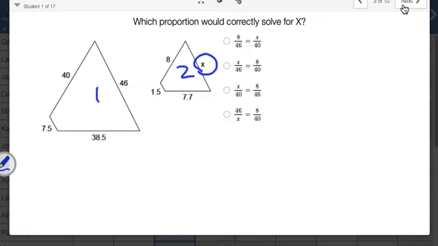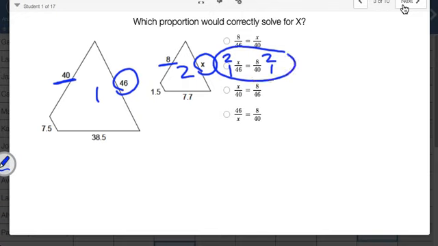X needs to be matched up with 46, and 8 matches up with 40. So if we're looking here, we have shape 1 to shape 2, 8 over 40. Tongue tied, I'm used to saying the 1 first. X and 8 are coming from the second shape. Shape 1, 2 to 1, 2 to 1. So I do agree that the second option is correct. Good job.